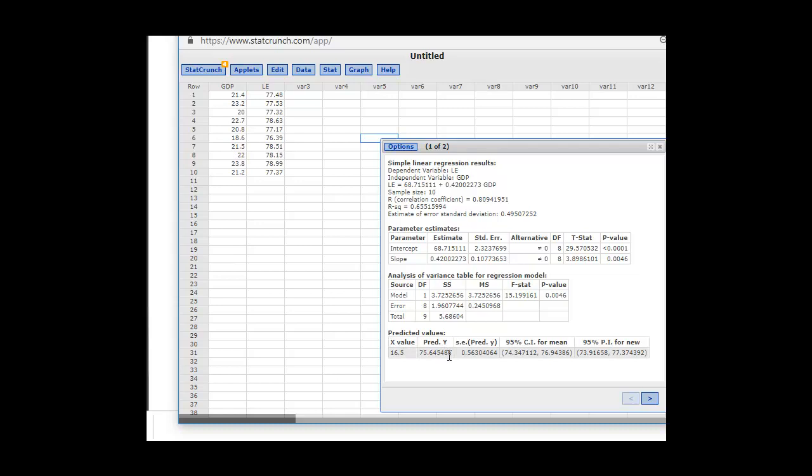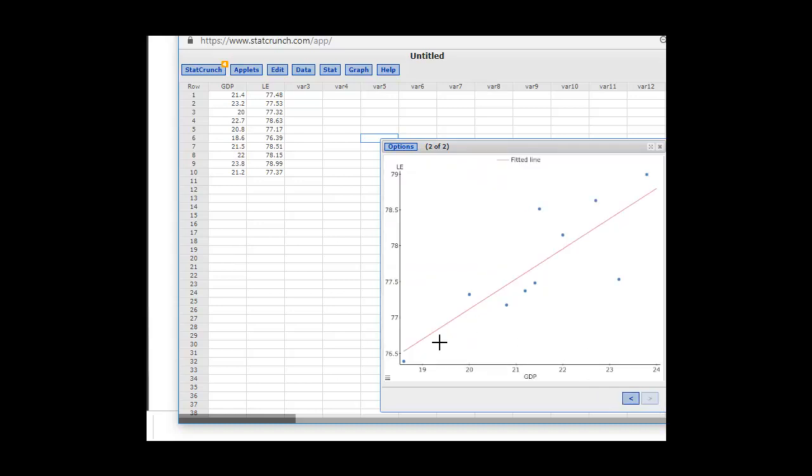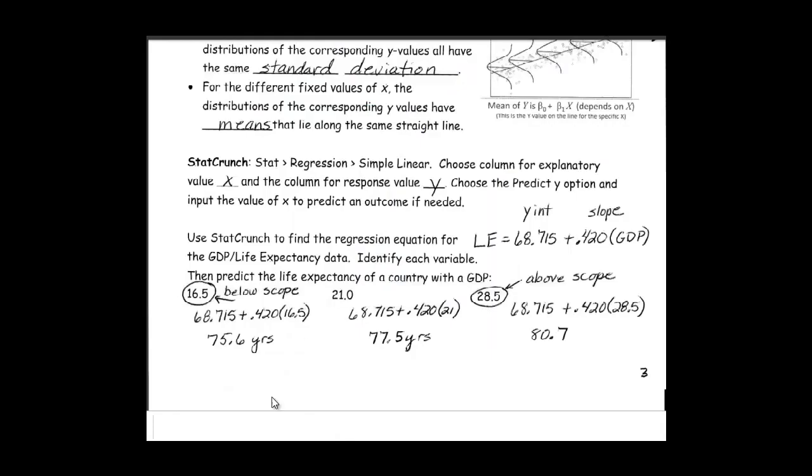You could also use your calculator and plug it in and find it. Again, we could go over here and look at this line and kind of project where it might be, but hey, do you see here that 16.5? I'm down below here. I'm far to the left. So what I'm trying to point out here is that this data value is below the scope. Now I also plugged in 21, and you can do this on your own. When I plug in 21 it's 77.5. When I plug in 28.5, that's above the scope.